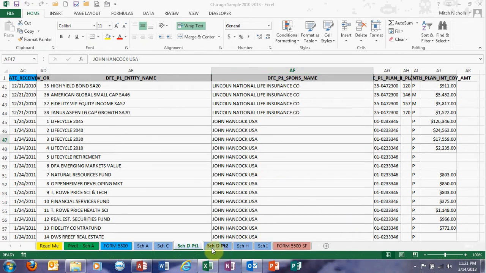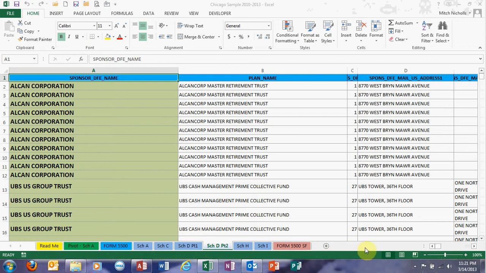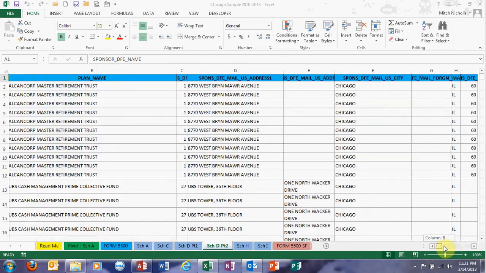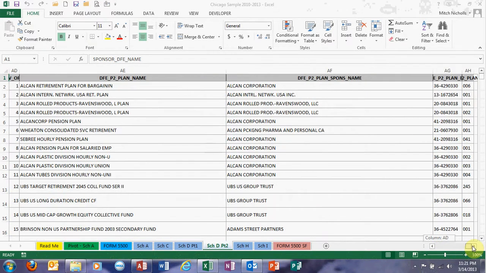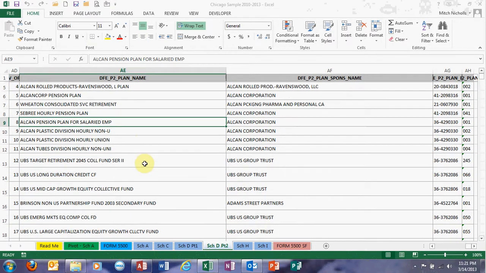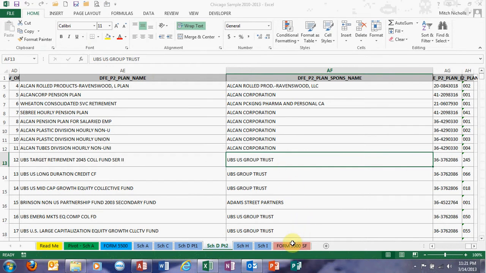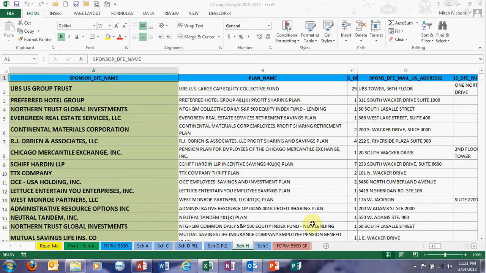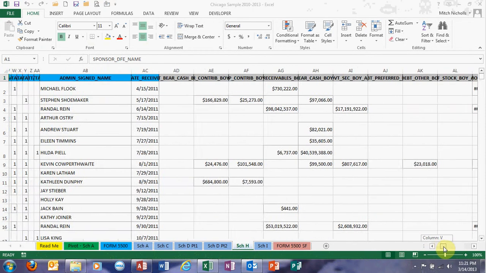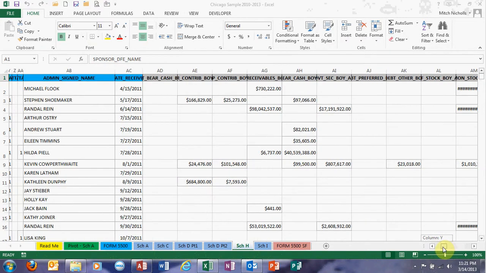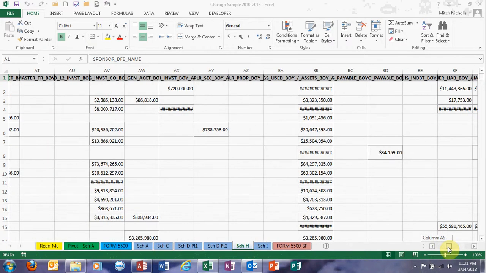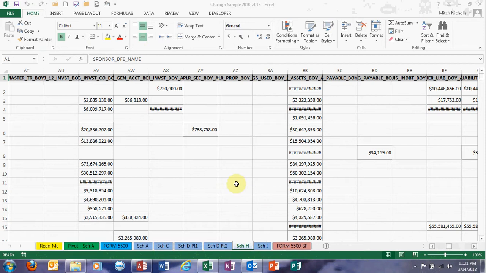So, Schedule D, again, this is pension information here. This is the various names of the plans and the plan sponsor name through here. Schedule H is the financial information. Think more of this like trust funds, pension fund balances, all the various.